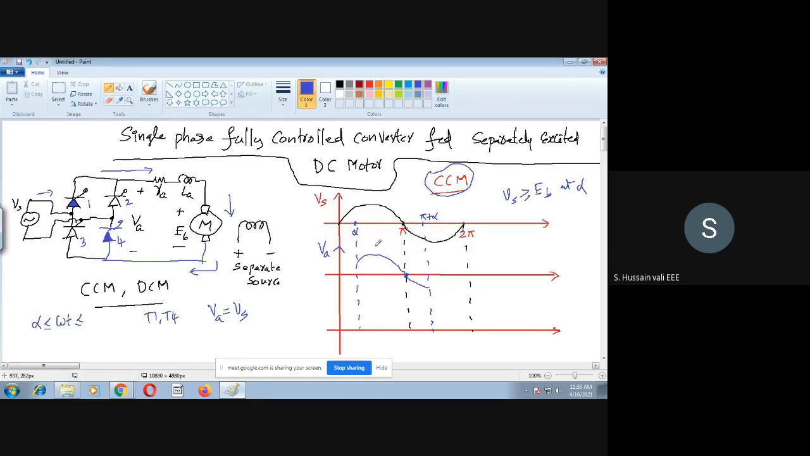At pi plus alpha, you trigger 2 and 3. Here the assumption we have taken is that 1 and 4 will conduct till pi plus alpha. Why are we taking this assumption? Because this conduction mode is a continuous conduction mode. Continuous conduction mode means the current in the inductor, in the armature, never becomes zero. When it never becomes zero and that current is definitely flowing through 1 and 4, then the output voltage is negative. So this will continue. Now at pi plus alpha, you trigger 2 and 3.